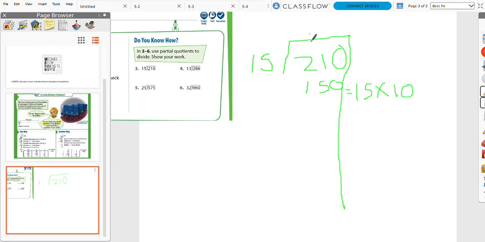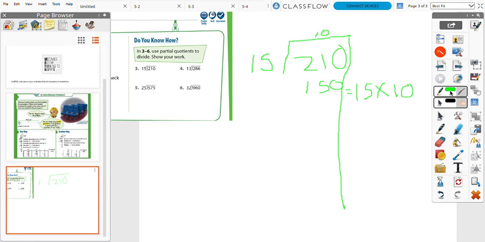We know that this 10 needs to go up here. I'm going to write really small. That way you guys can see it. Okay. 150 is being subtracted from 210. That would leave me with 60.